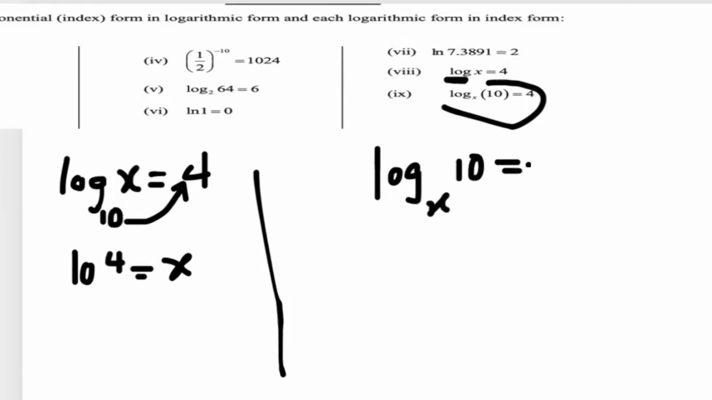You could pause the video and try this one to write it in exponential form, then press play. And you should be getting the answer to be x to the power 4 equal 10.